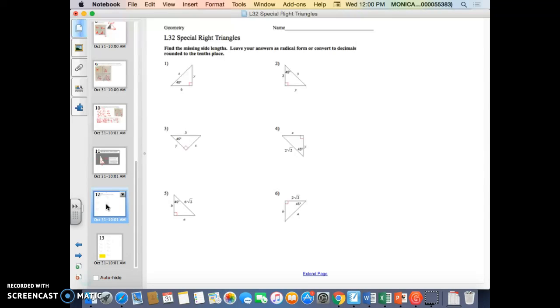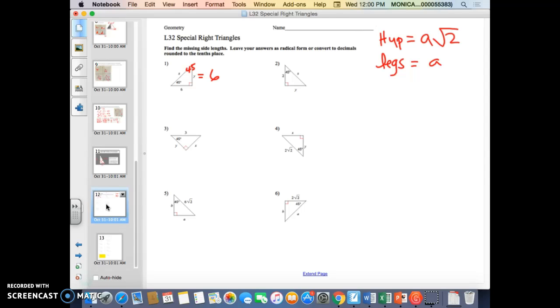So let's look at number 1. So number 1 we know is a 45. It's going to be a 45, 45, 90. So that means that if this leg is 6, this leg is 6. And then the hypotenuse equals the leg times the square root of 2. And the legs equal A. They're both the same.